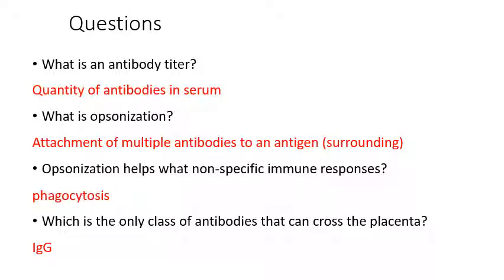Right, so the antibody titer is just the measurement of the quantity of antibodies in serum at any given time. So it basically lets you know how immune you are to a particular infection. Opsonization is the surrounding of an antigen by multiple antibodies. So just multiple antibodies grabbing onto surface receptors and completely surrounding a pathogen. Opsonization helps with phagocytosis, right? So it triggers a macrophage to come by and eat that pathogen. And the only class of antibodies that crosses the placenta is IgG.